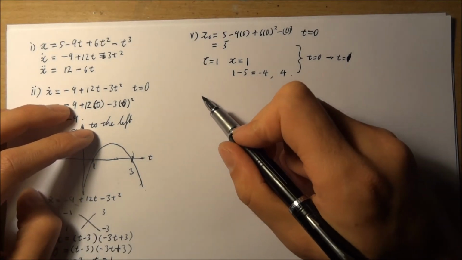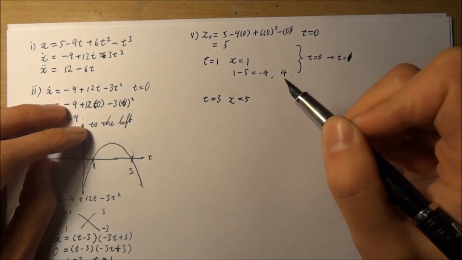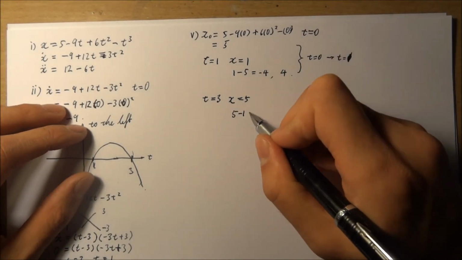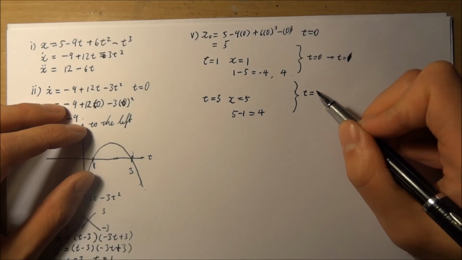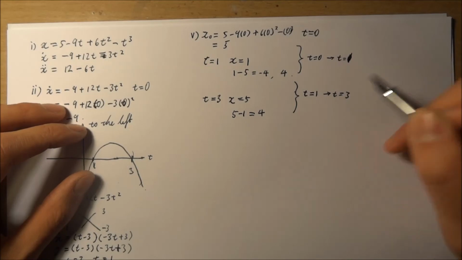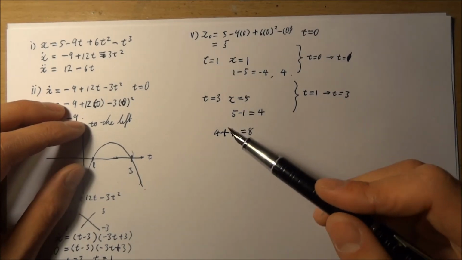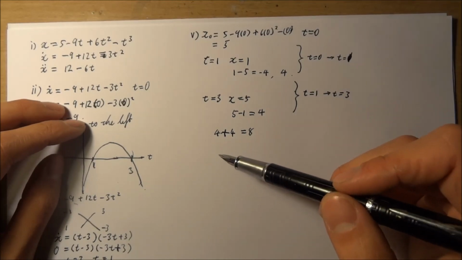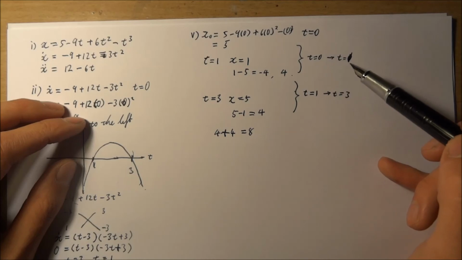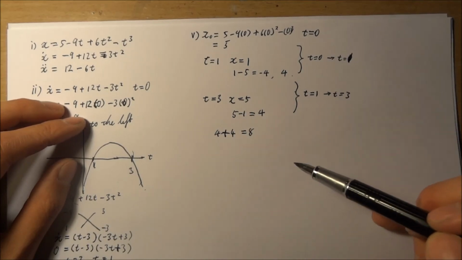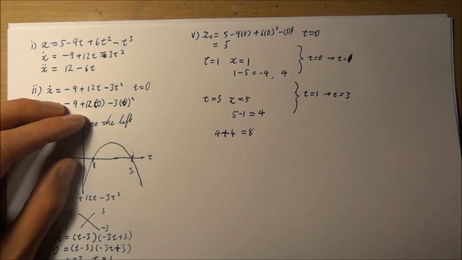Now from t equals 1 to t equals 3, x is 5 again, and then 5 minus 1 equals 4. So this bit is from t equals 1 to t equals 3. So 4 plus 4 equals 8. What it means is that the particle from t equals 0 to t equals 1 traveled from 5 to 1, and then from t equals 1 to t equals 3, it traveled from 1 to 5 again. I hope this answers your question.